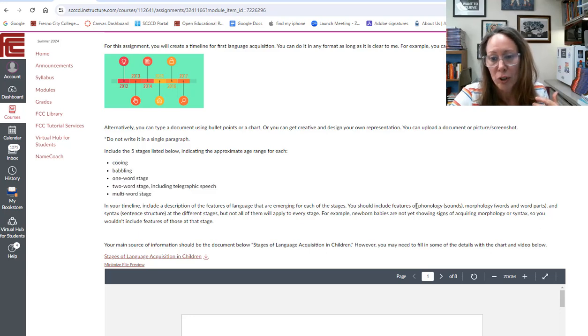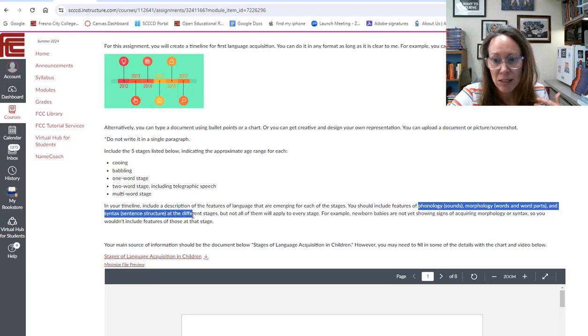So you're going to be looking at features of phonology, morphology, and syntax. Also semantics too. I don't have that written here, but that could also be something that you include. But not all of these apply for every single stage. So for example, syntax, which means grammar, is not going to be applicable to newborn babies. Okay, so for that stage, you're just not going to put anything that has to do with syntax, because they're not at that stage yet. They haven't acquired it.